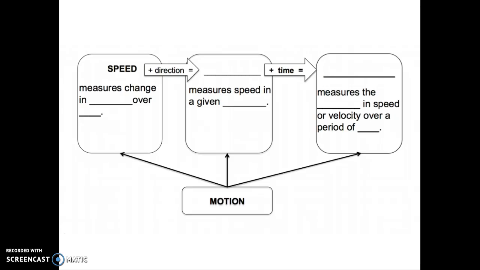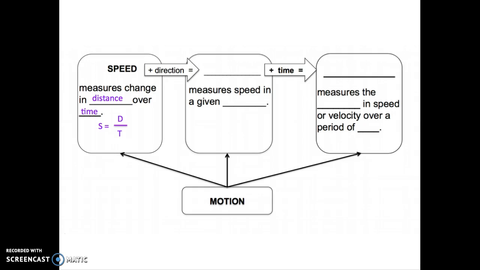Hey guys, now we're going to talk about motion. One of the first types of motion we're going to talk about is speed. Now speed measures a change in distance over time. And we have a formula for that, which is speed equals distance divided by time.